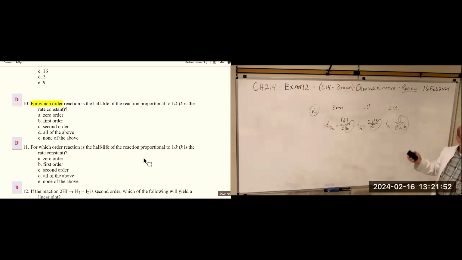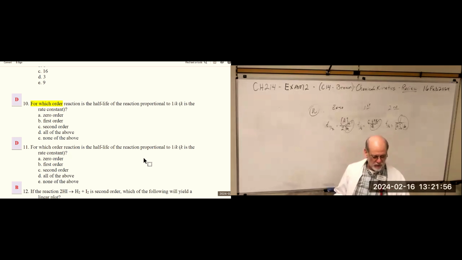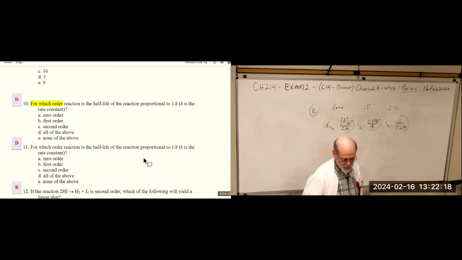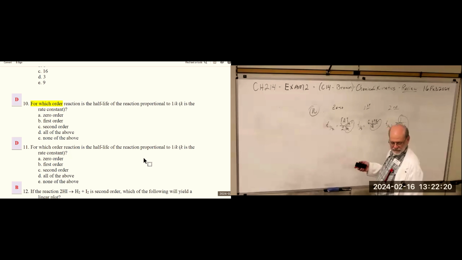Is there a difference in number 11? No. That's a duplicate. Did I mark it out? Yeah, it's on here, but because there were several duplicates in here. Yeah. Well, I just made a comment. I don't know how that duplicate got in there, but it's there.